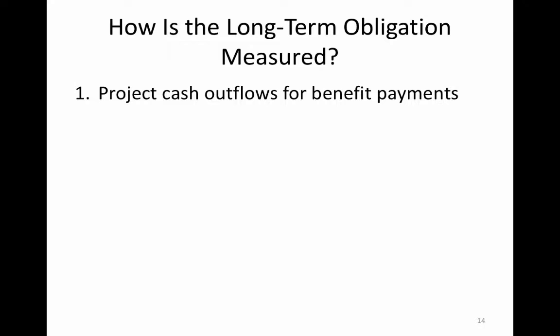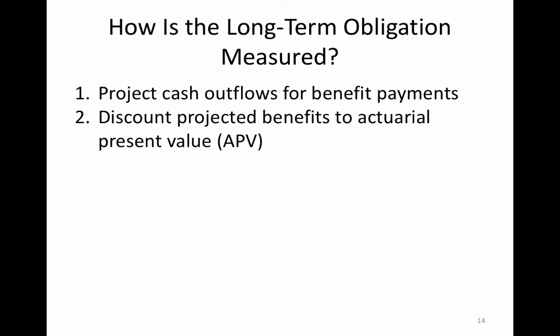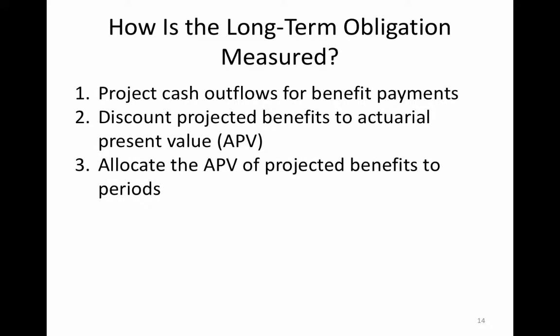So it often is 75, 80, 90 years out into the future. And then each of those projected benefit payments is discounted to their value today, their actuarial present value. And then that actuarial present value is allocated between past periods of service and future periods of service. And it's that portion that's allocated to past periods of service, that's the total liability. That's the total amount that is owed as of the date of the financial statements for those benefits.